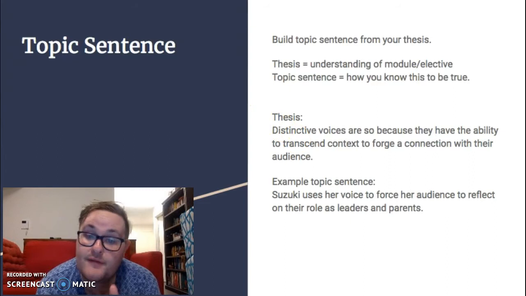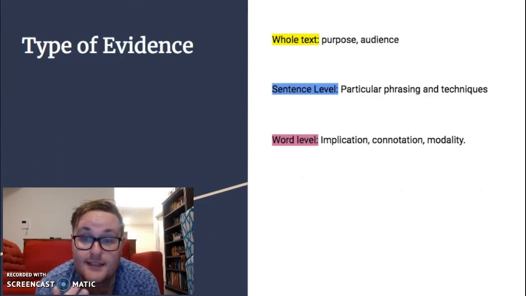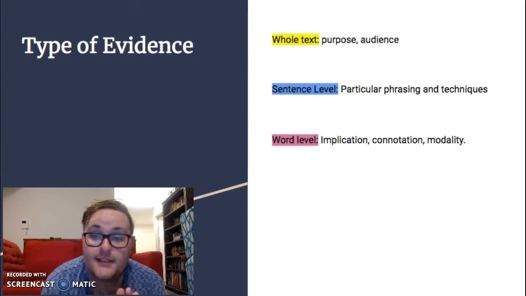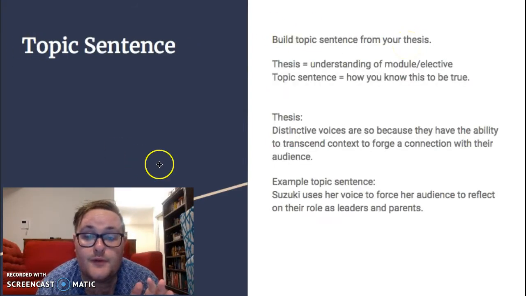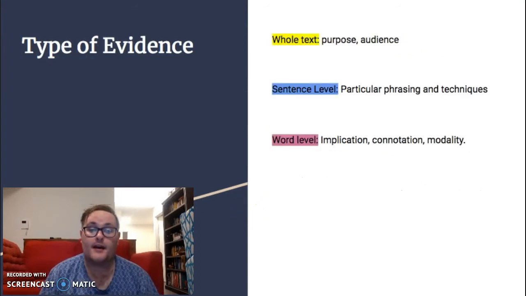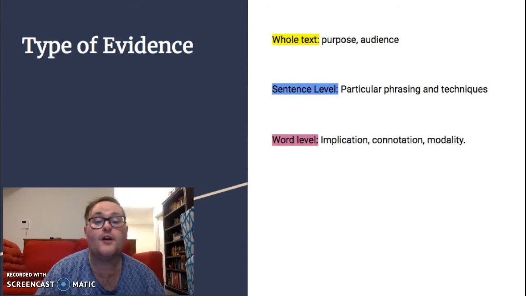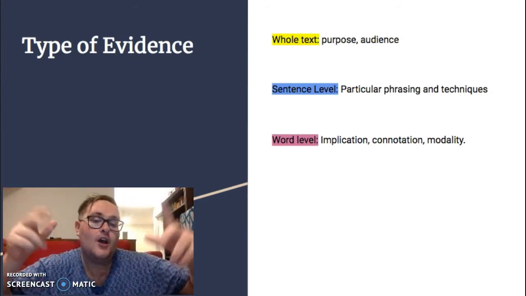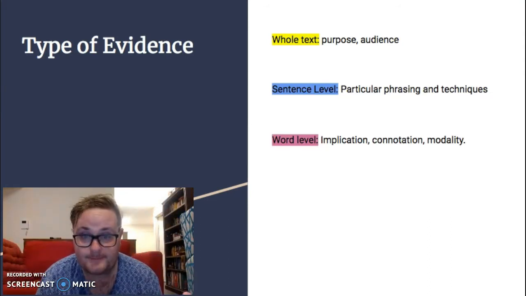When it's time to use your evidence to support this, there's three things we need to remember. You need to talk about whole text, sentence level, and word level. When we're talking about whole text, we're talking about purpose and audience. So if we go to this topic sentence, and I'm talking about purpose and audience, I would actually talk about the intention of making the audience feel guilty and talk about the conceptual idea of her being a child and them being adults or parents.